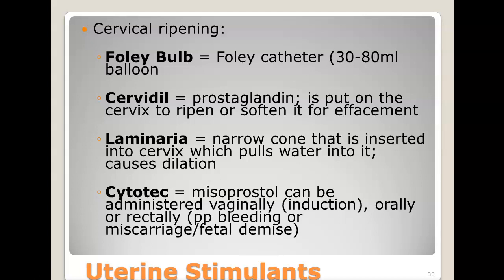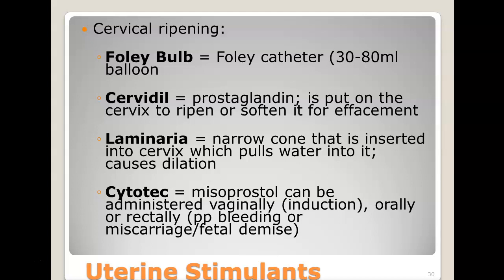Another cervical ripening agent is Cervidil. This is an actual prostaglandin on a small little tab that's put on the cervix to ripen or soften and to begin the effacement process, or the thinning or the shortening as we talk about. Cervidil is a medication that's on this little tab that has a string. So the physician places this tab on the cervix, and then the string is just left to hang out of the vagina so that if we do need to pull it, it's right there.